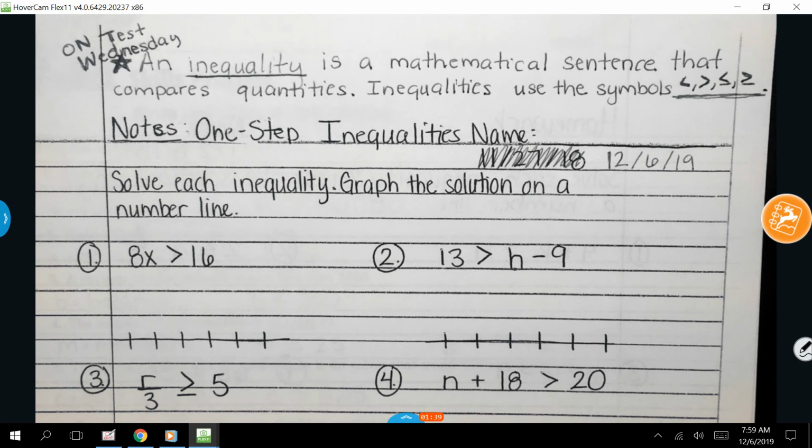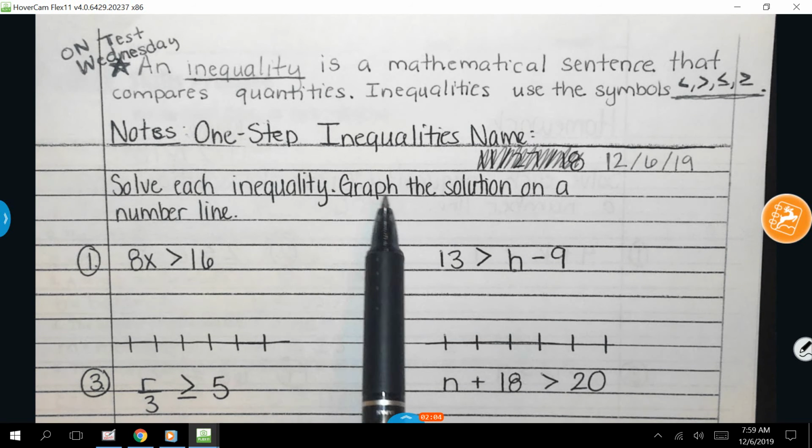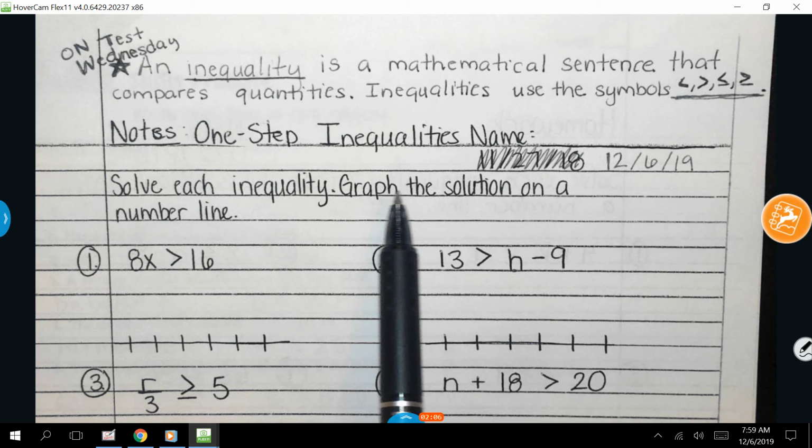All right, so let's move on down to the next part. So today our goal is to solve a one-step inequality. Well, if we think back to Monday and Tuesday, we solved one-step equations. Well, today we're going to do the exact same thing, but instead of having an equal sign, it's going to have the less than or equal to, greater than sign. The other thing is, after we solve it, then we're going to have to graph the solution.